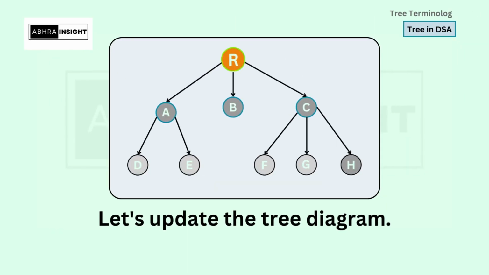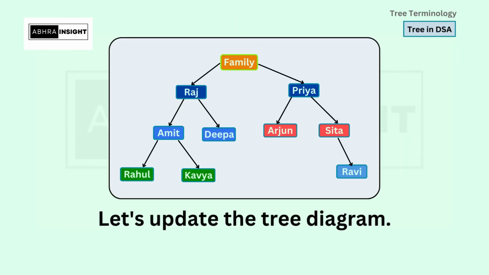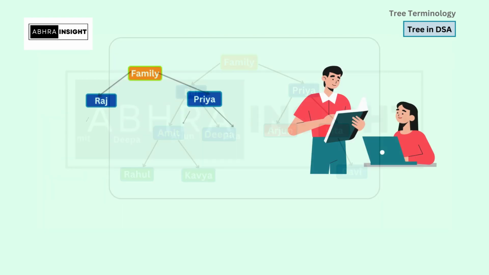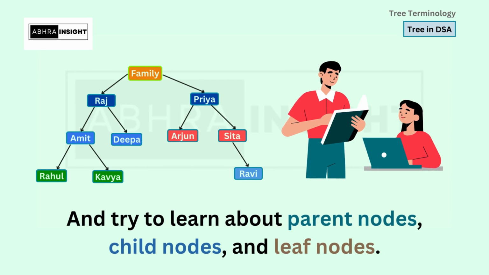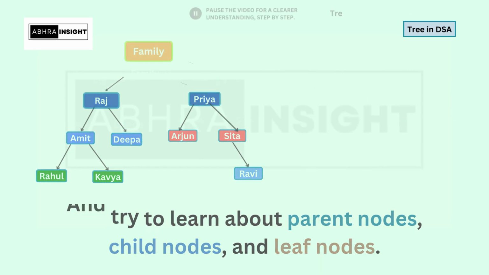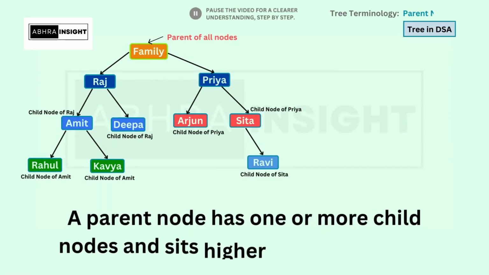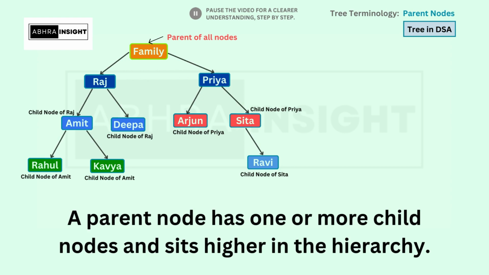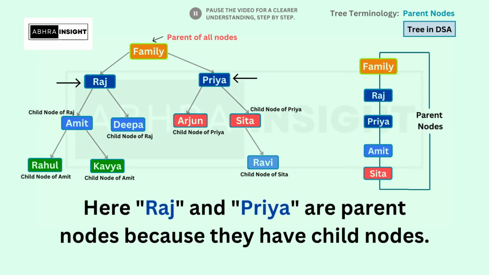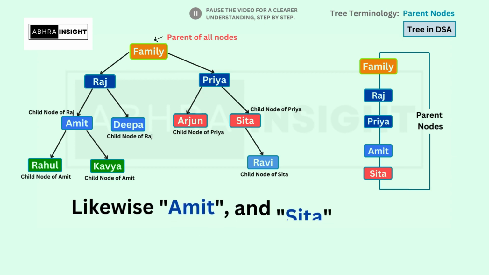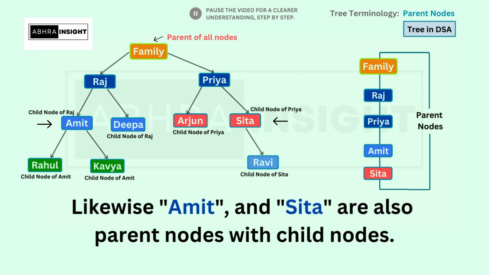Now, let's update the tree diagram and try to learn about parent nodes, child nodes, and leaf nodes. A parent node has one or more child nodes and sits higher in the hierarchy. Here, Raj and Priya are parent nodes because they have child nodes. Likewise, Amit and Sita are also parent nodes with child nodes.